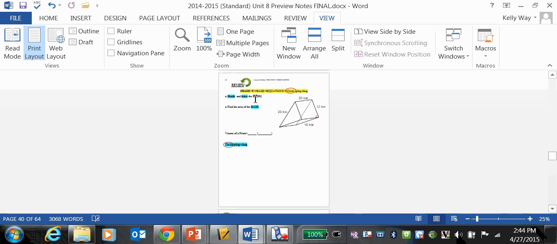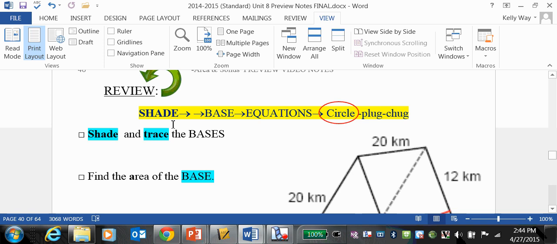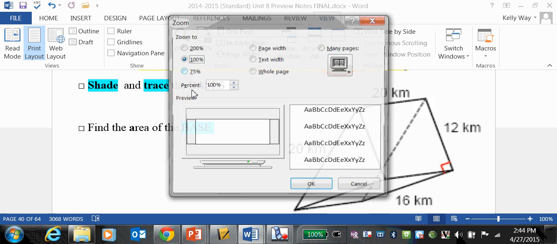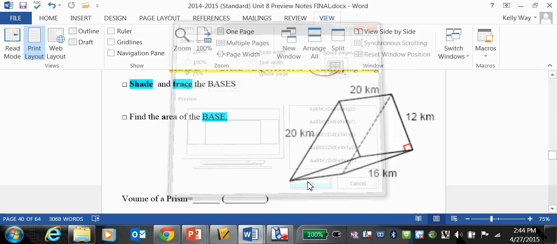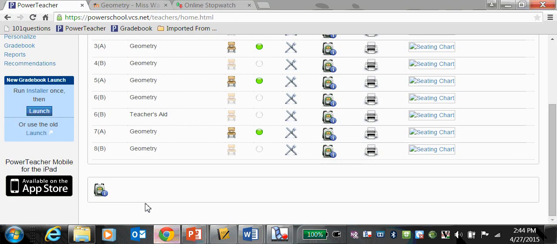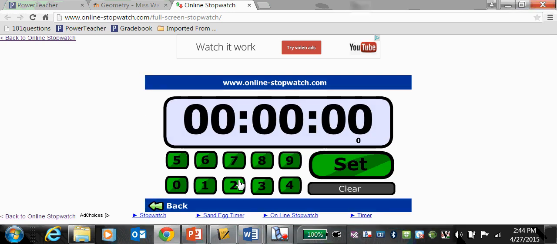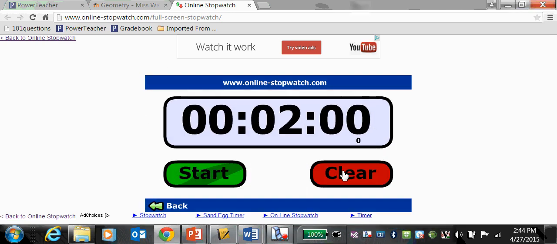I want you to take a stab at this on your own. I'm going to set the timer for 2 minutes. Find the volume of this prism, and follow these steps: shade the bases, find the equation of the base, circle, plug, chug. I'll set the timer for 2 minutes, and then we'll go over it.